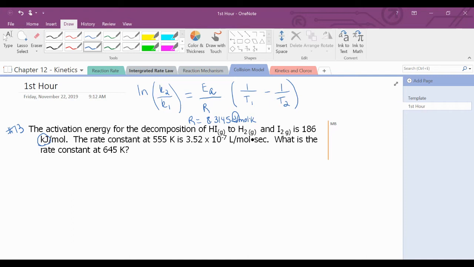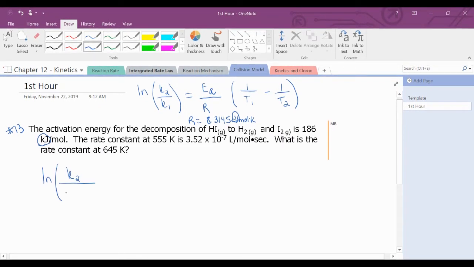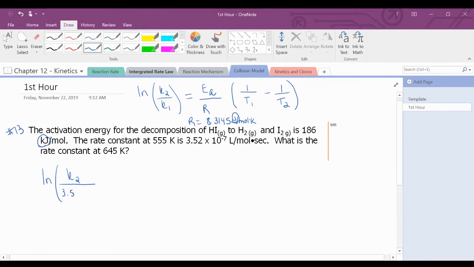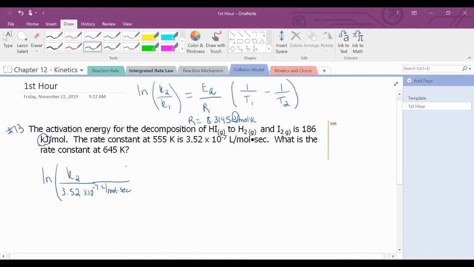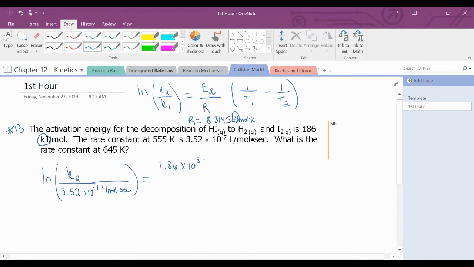Okay, so I'm going to opt to make T2 the higher of the temperatures. So that means we're going to be solving for K2. And I chose to convert my activation energy to joules. So that would be 1.86 times 10 to the 5th.